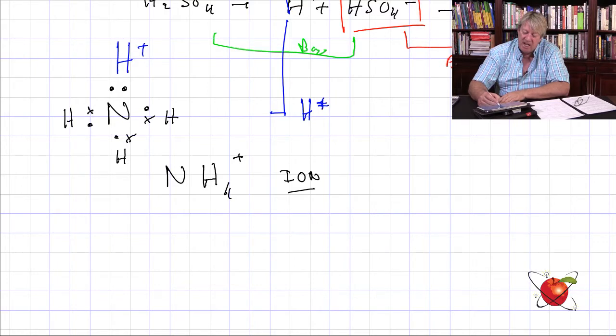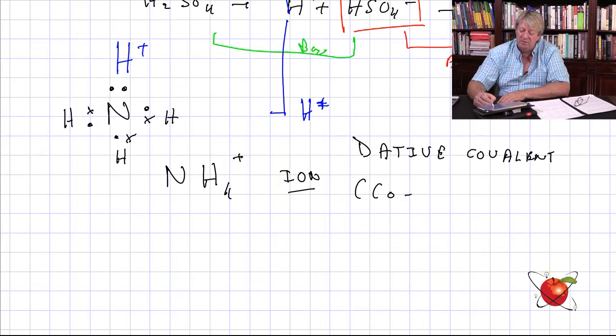Now, what do we call that type of bond? It's got a special name, and it is called dative covalent, or also called coordinate. Okay, it's called a dative covalent or a coordinate bond, right? That is what has happened. Now let's move along to the next section.